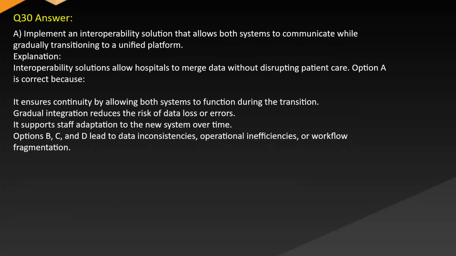Answer A. Implement an interoperability solution that allows both systems to communicate while gradually transitioning to a unified platform. Explanation. Interoperability solutions allow hospitals to merge data without disrupting patient care. Option A is correct because it ensures continuity by allowing both systems to function during the transition. Gradual integration reduces the risk of data loss or errors. It supports staff adaptation to the new system over time. Options B, C, and D lead to data inconsistencies, operational inefficiencies, or workflow fragmentation.